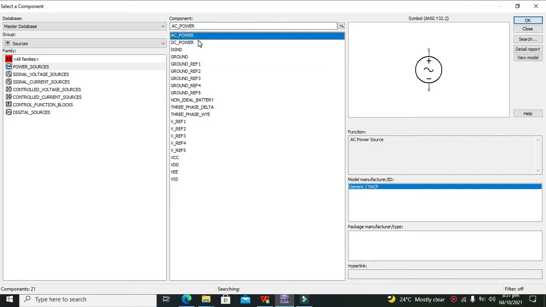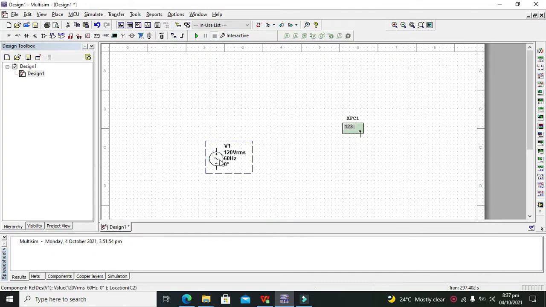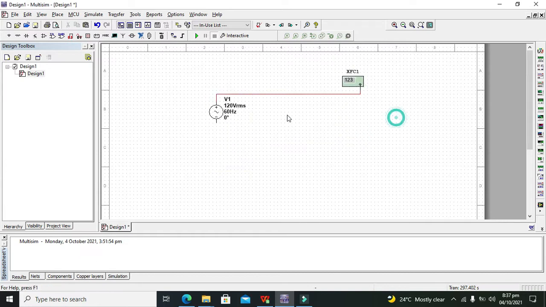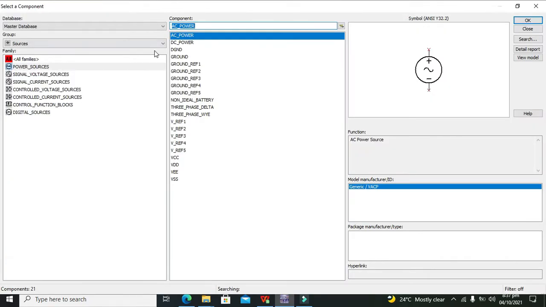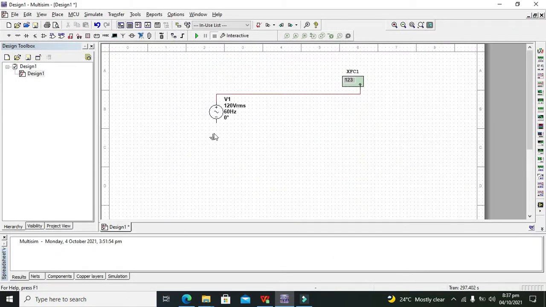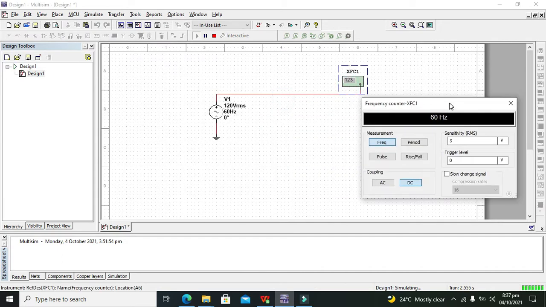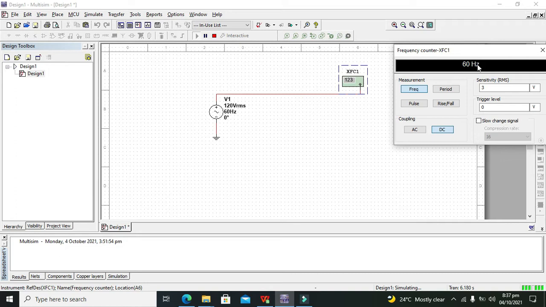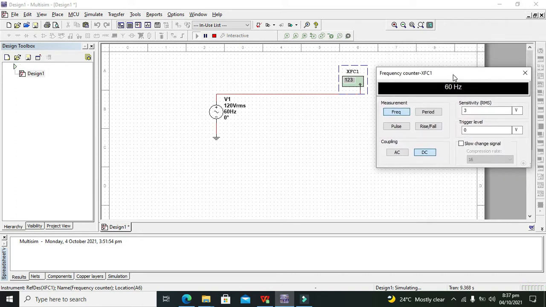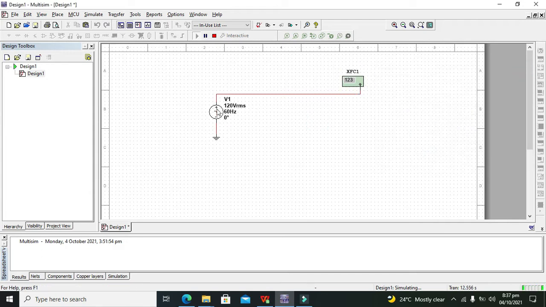Now we have our AC power signal. We will connect the positive end of our AC signal with the frequency counter, and also attach the lower end of the AC supply with the ground. Now we will run it. We will see that it gives us 60 hertz, which is right. So this is for the AC signal.